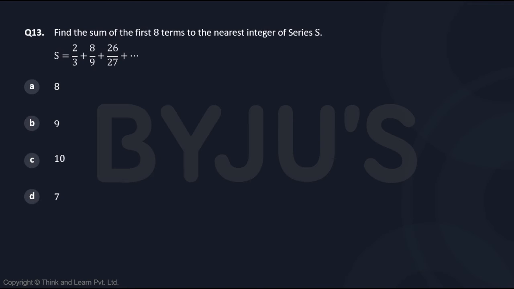Find the sum of the first 8 terms, to the nearest integer, of series S. So if you look at S, it is 2 by 3 plus 8 by 9 plus 26 by 27 plus and so on. The whole idea here is how to break S.